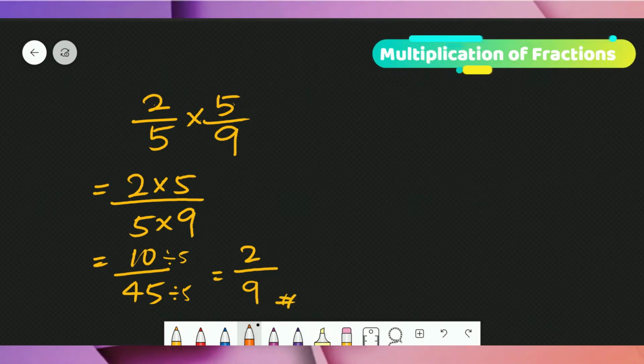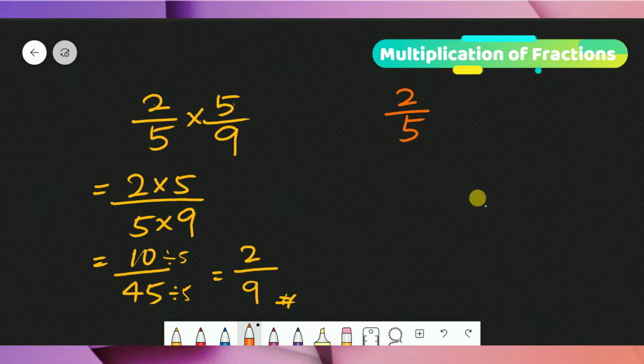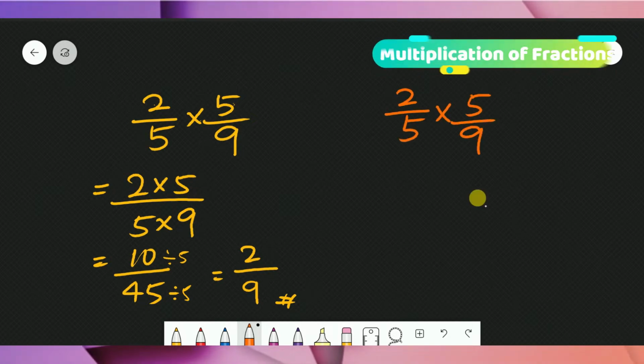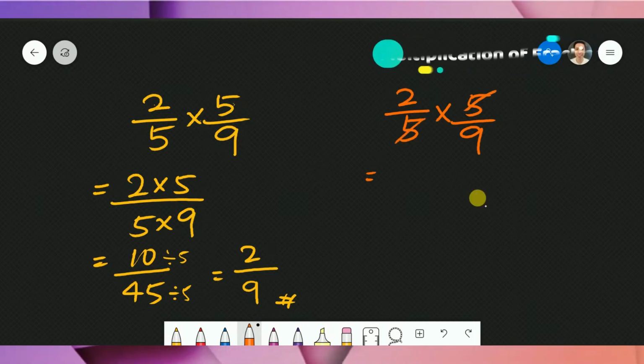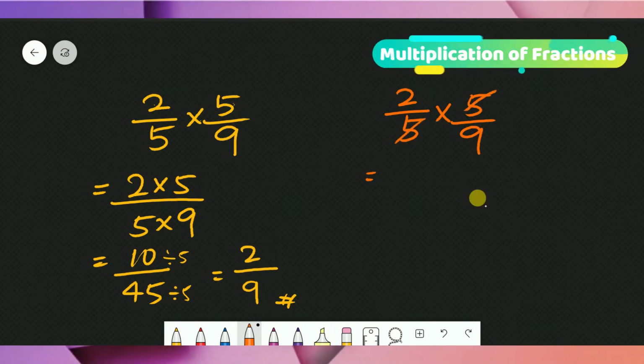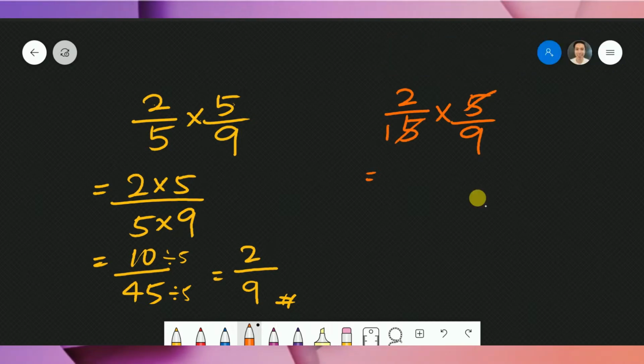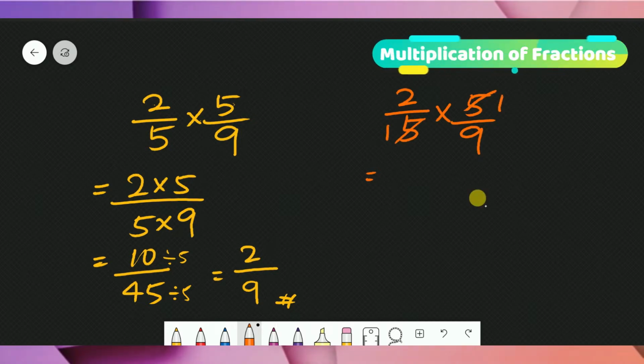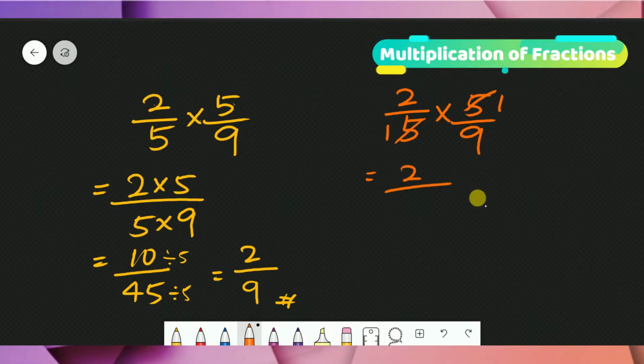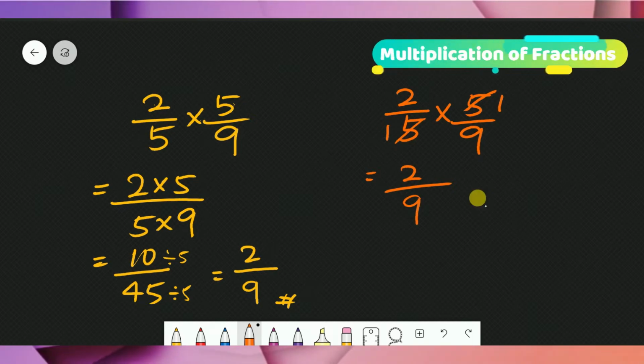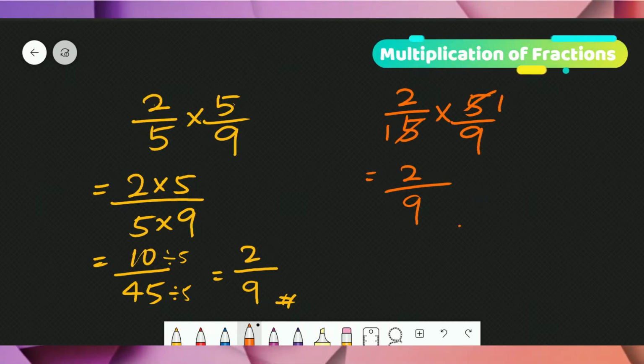Now the second method, we call it elimination or cancellation, okay? So here, 5 and 5, we know that these two numbers can be divided by 5, right? So 5 divided by 5 will give you 1. Then next, you just take 2 times 1, is 2, over 1 times 9 is 9. Why we didn't divide these 2 and 9? Because we cannot find a number that can divide both of these numbers, right? So we just leave it at that. So our answer will be 2 over 9.